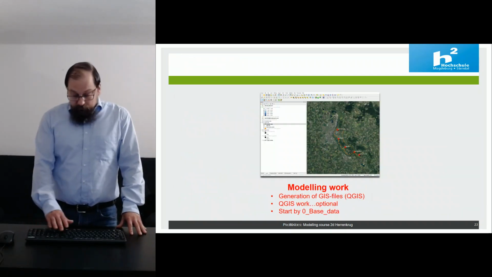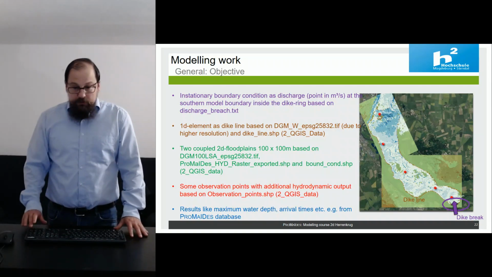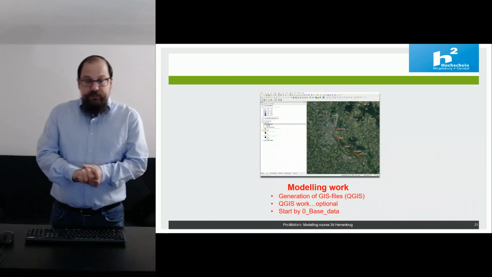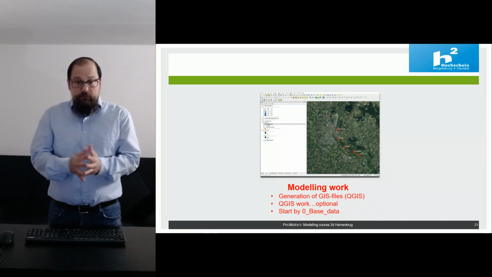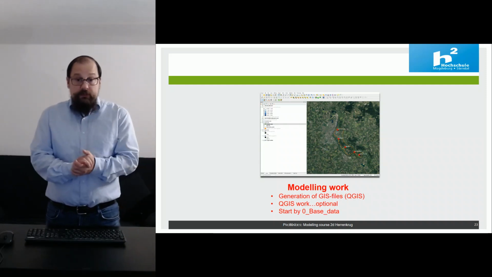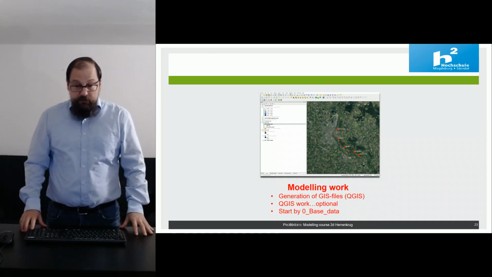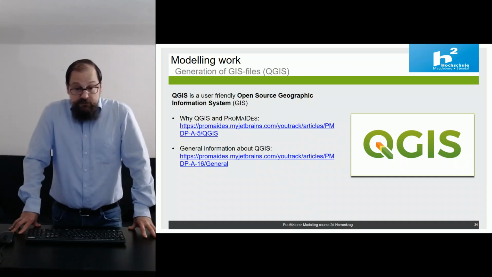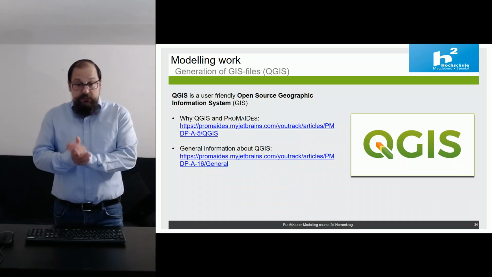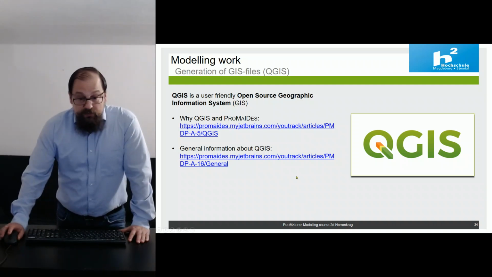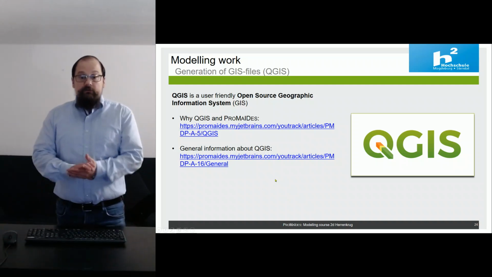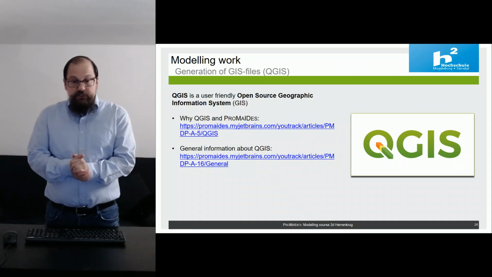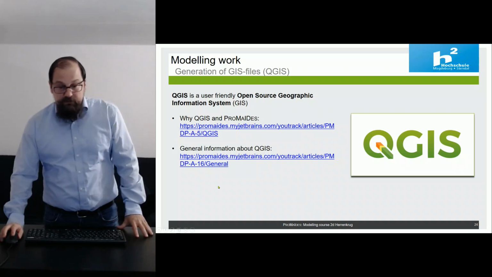Okay, to our first step. This was our first step, so first we want to start with the QGIS modeling work, just working with QGIS. If you want to skip it, go directly to the next section. QGIS is a user-friendly open source geographic information system. Why QGIS and ProMaIDes? You will find further information in this link, and some general information, and also links to further web pages about QGIS, in the general section.